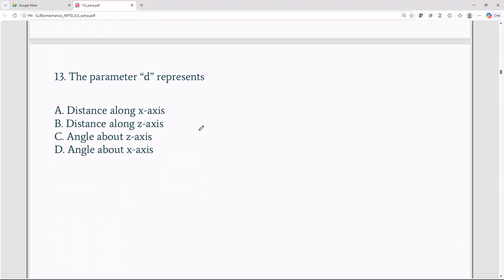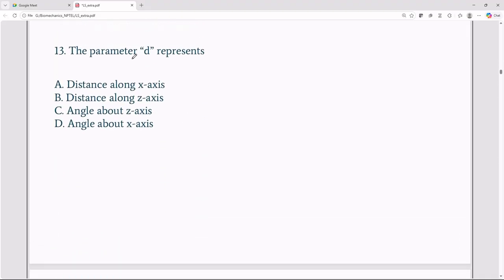Next question. The parameter D represents which among the following? Option A, distance along the x axis. Option B, distance along the z axis. Option C, angle about the z axis. Option D, angle about the x axis.